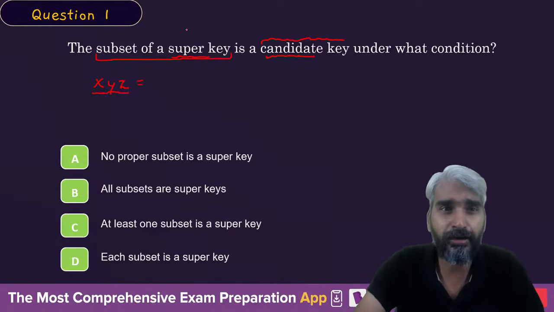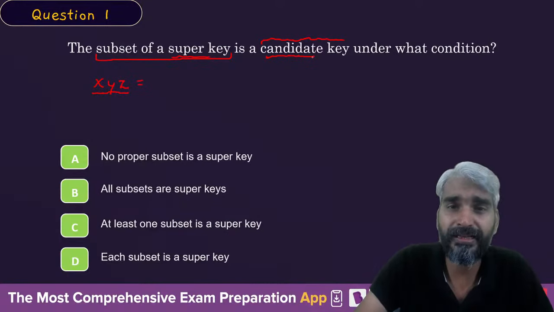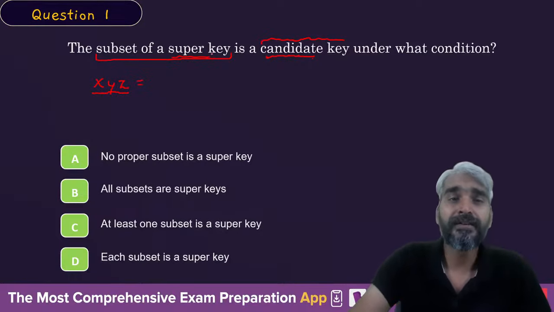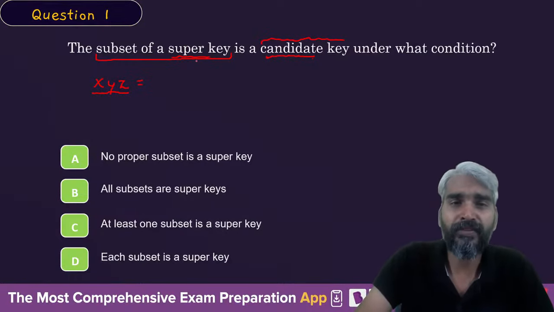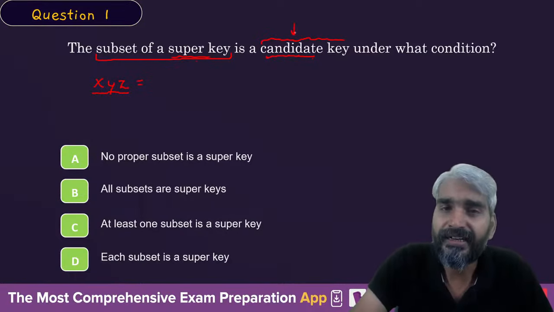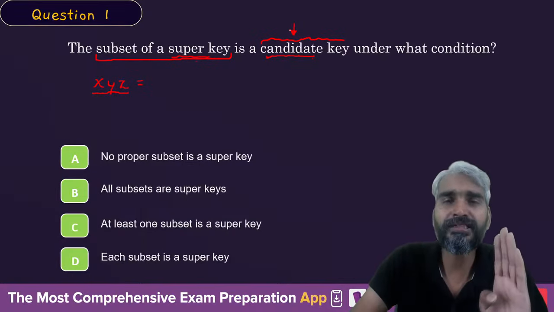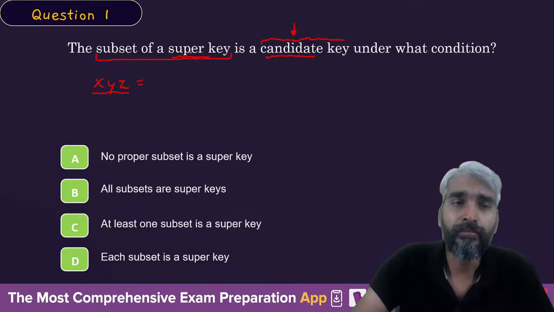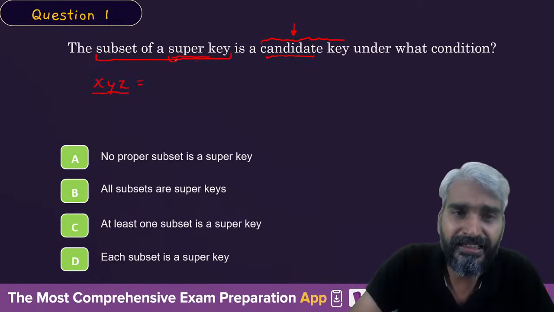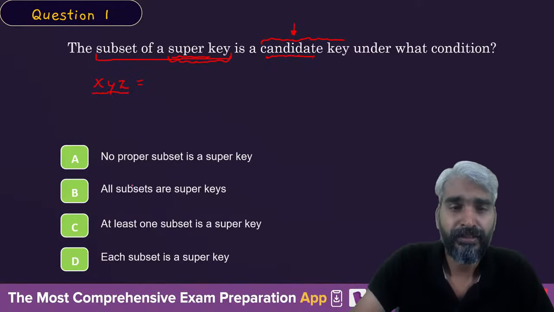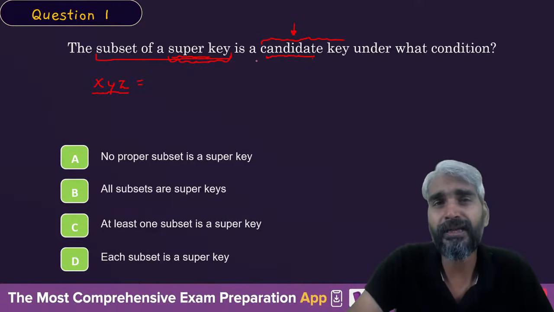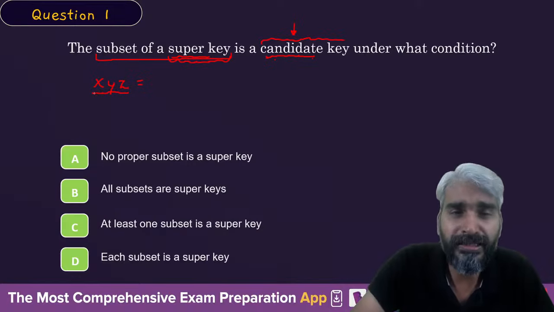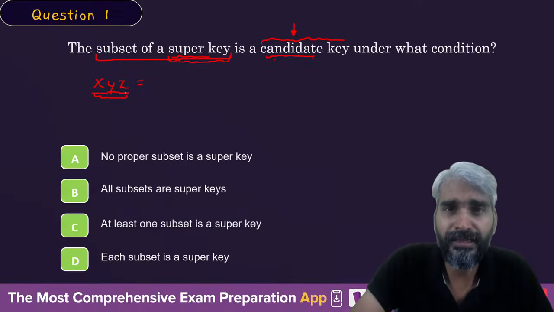What's the trick in the question? The subset of a super key is a candidate key. The idea is that at least one subset of a super key is always a candidate key, and the super key itself may be a candidate key. So under what condition will the subset be a candidate key? A proper subset.